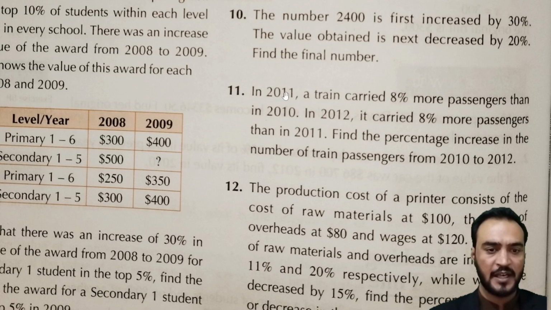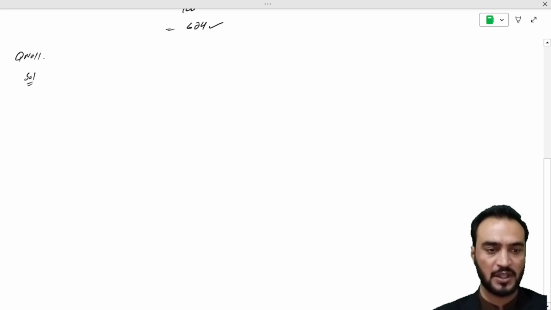In 2011, a train carried 8% more passengers than in 2010. In 2012, it carried 8% more passengers than in 2011. Find the percentage increase in the number of train passengers from 2010 to 2012. There are a number of passengers in 2010. In 2011, the number of passengers increased by 8% of the number of passengers in 2010, and in 2012 the number of passengers increased 8% more than the number of passengers in 2011. So we have to find the percentage increase from 2010 to 2012 in the number of passengers. So let us solve this question.